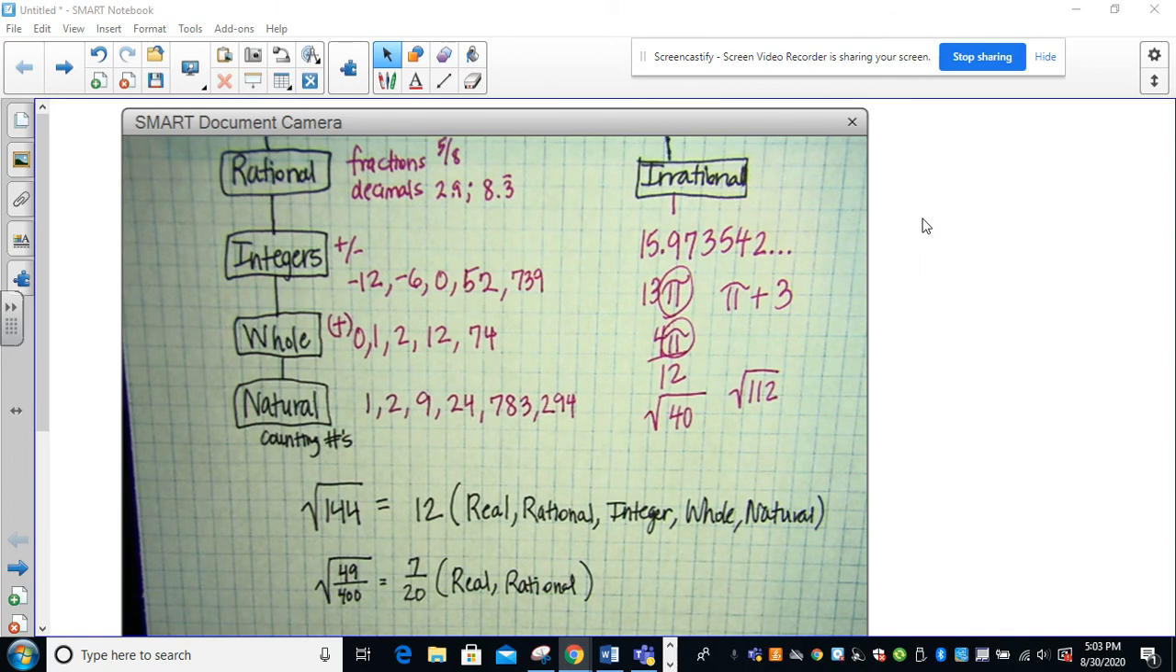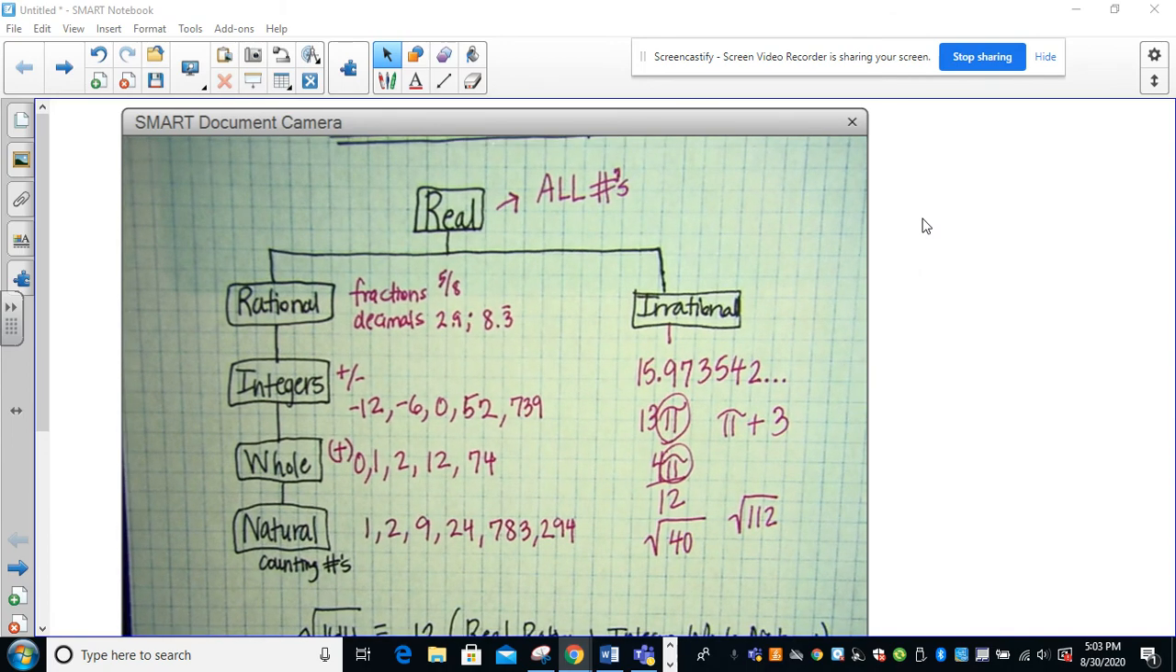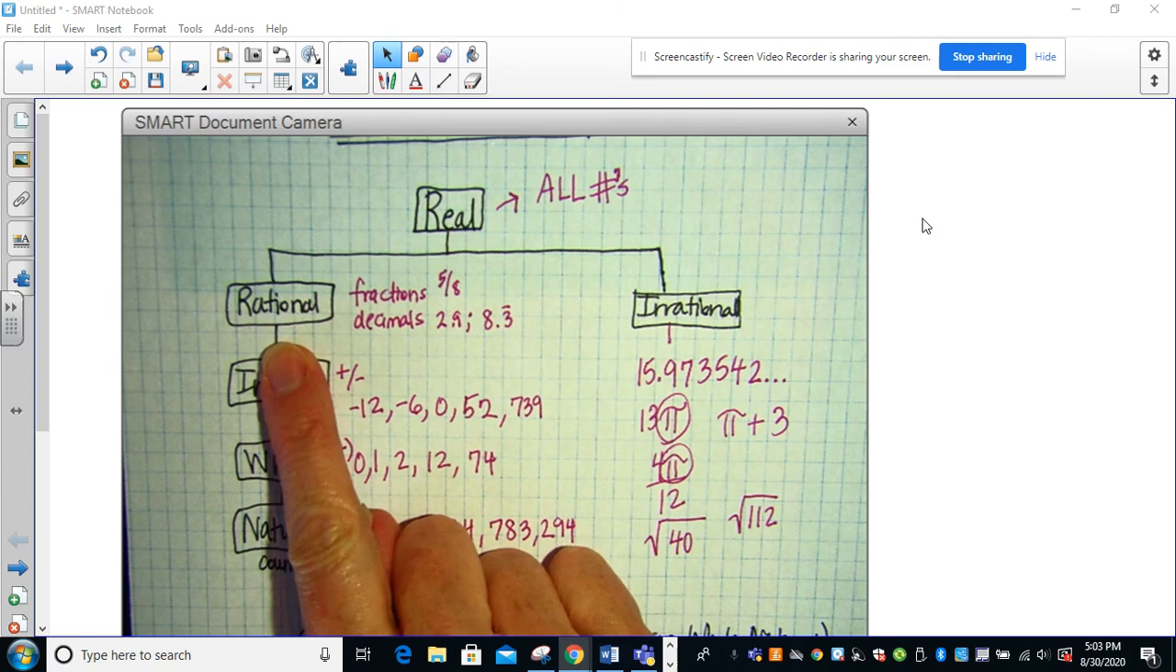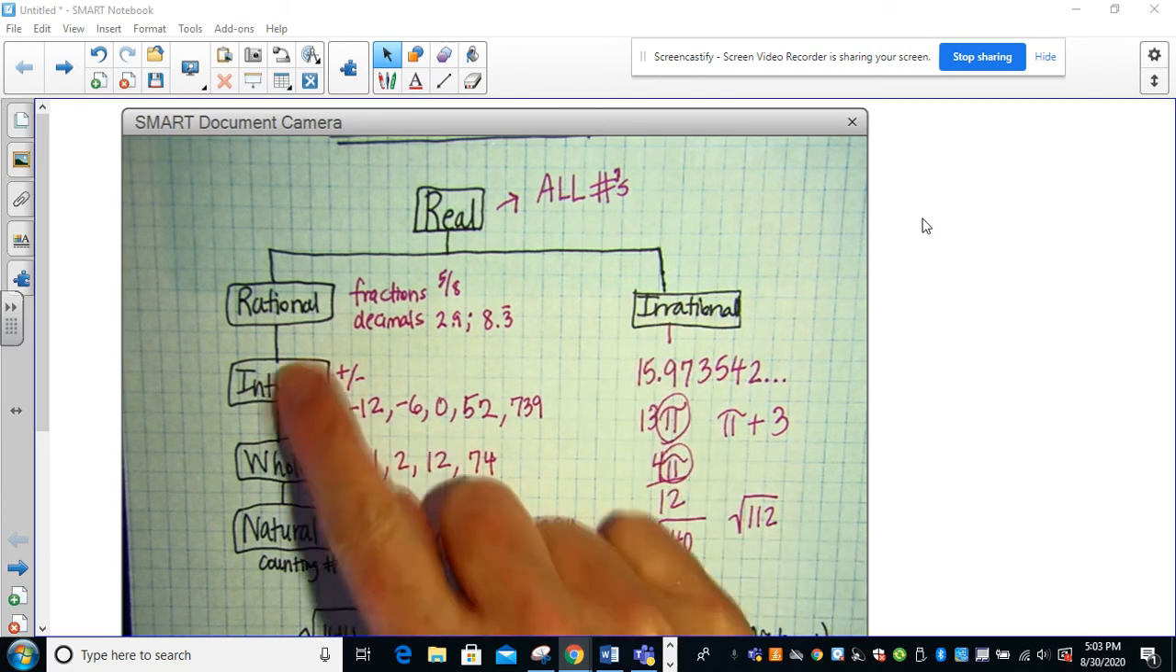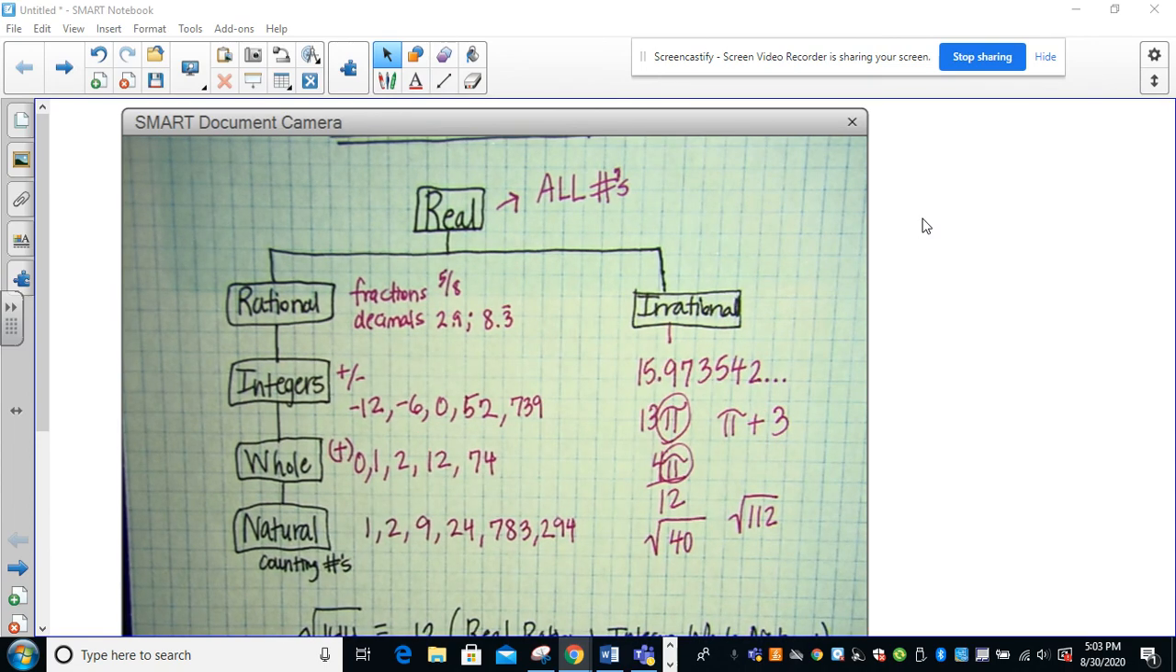The biggest thing that you need to focus on is, are they rational or irrational? And sometimes it gets into these. But pay close attention to that pi. Pay close attention to these square roots of non-perfect squares and these crazy decimals. Those are your irrational. Everything else is rational.